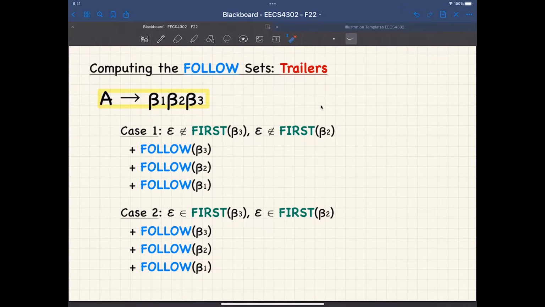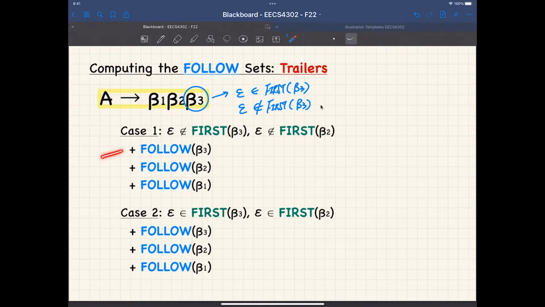If you take a look at this, case number 1, think about each one of them. For each component over here, there are two cases. Either epsilon is actually in the first of beta 3, or epsilon is not there. Either is in there or not there. Because for every component, you actually got these two cases. So that means you got 2 times 2 times 2. You got 8 different cases to handle. But let's only talk about 2 of them, just to get a feel. Okay? That's kind of the little exercise we did in the class.